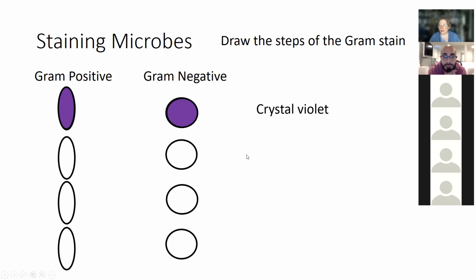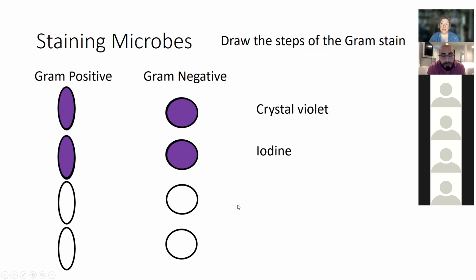So then I rinse that off. Then I put on iodine. Iodine is a brown color, okay? If you've ever put iodine on a cut, it's kind of a tannish brown. And that doesn't change the color, but it acts as what we call a mordant. It sets the stain and makes it harder to get rid of in the next step, okay? So it binds to the crystals of crystal violet and makes the crystals bigger. So I put iodine on and I rinse it off.